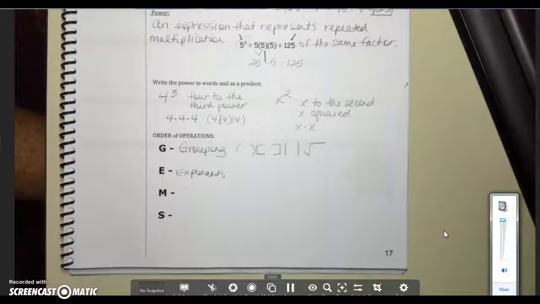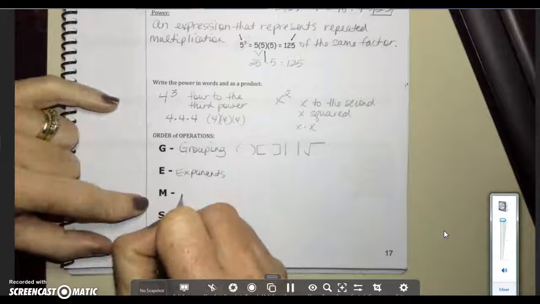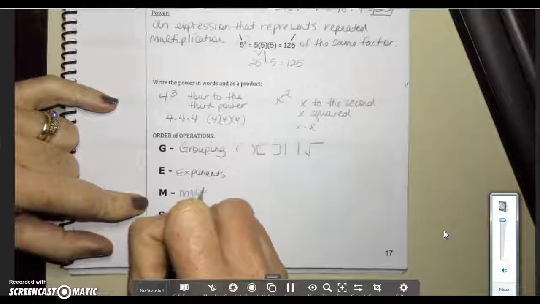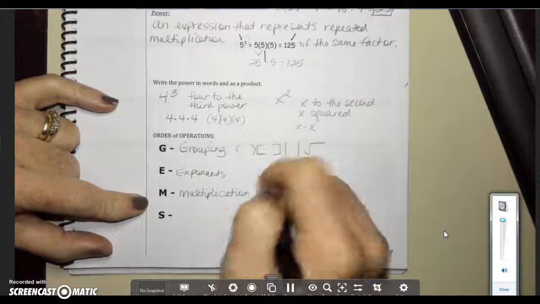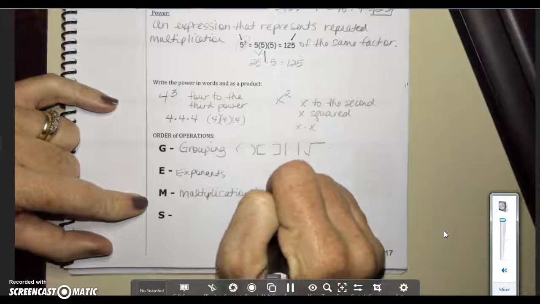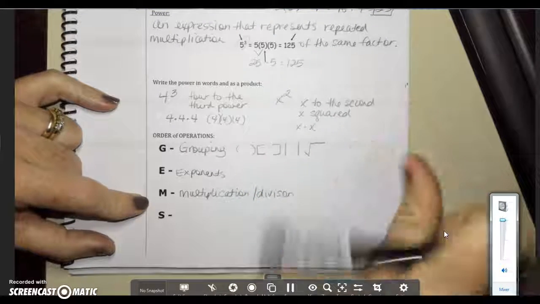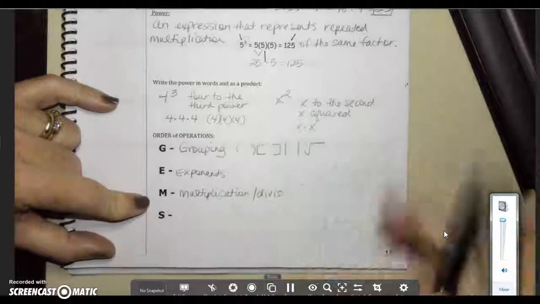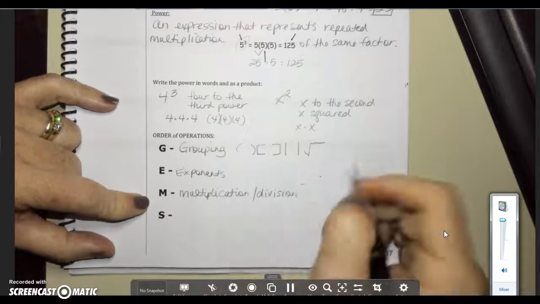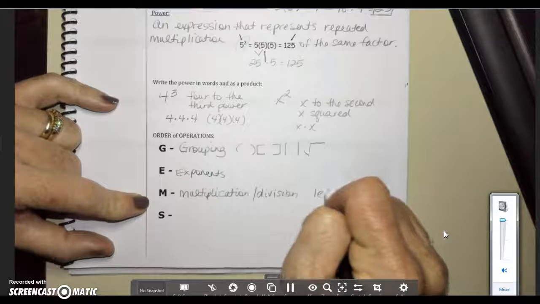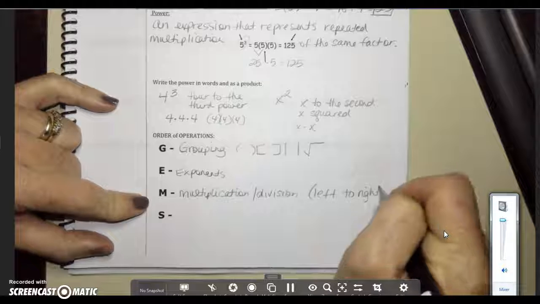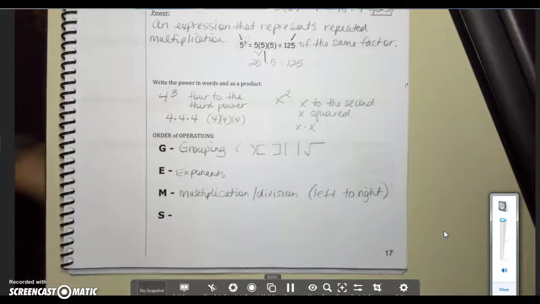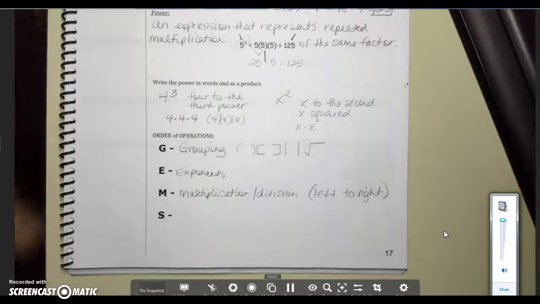So in PEMDAS, we would have the multiplication and division together. That's what the M and the D stood for. So here, we just shorten it up, but it still includes multiplication and division. Okay. And you're always going to be completing that left to right.